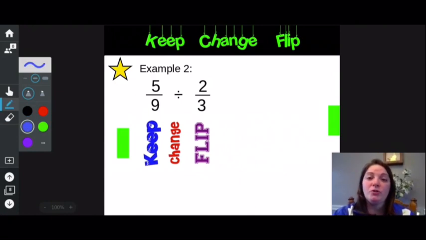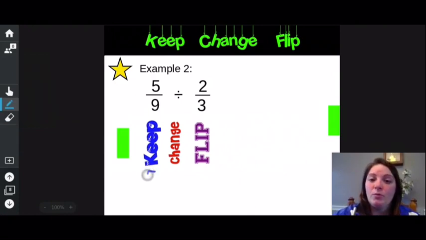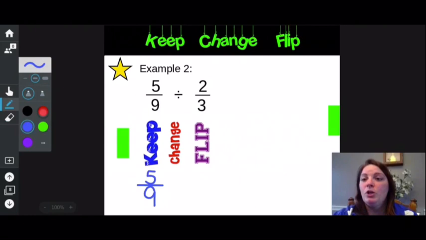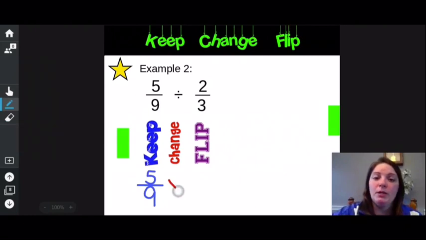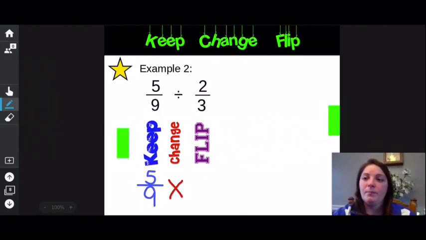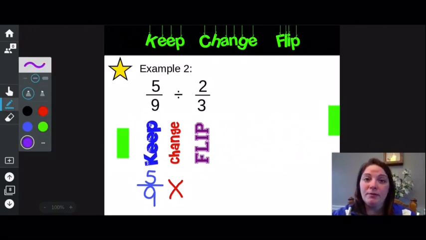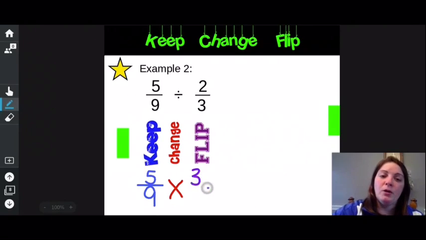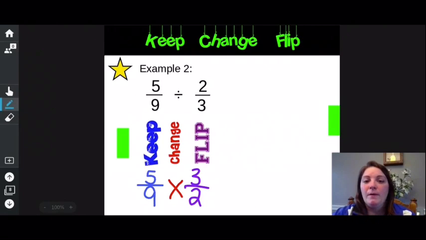So we keep the first fraction the same. So I will rewrite it using the same first fraction, 5/9. And then we change the operation to multiplication. And then we flip the second fraction to its reciprocal. So 2/3, if we reverse those numbers, our 3 is on top, our 2 is on the bottom. Now we can multiply.